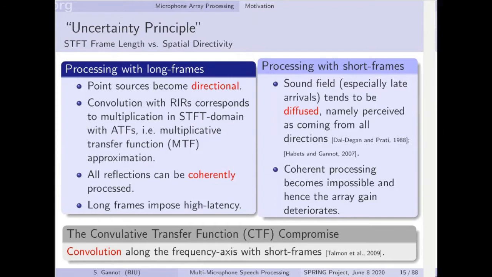In the lower gray box, there is some compromise that tries to work with short frames but still take into account coherent processing from previous frames. We call this the convolutive transfer function approximation, or compromise, in which we can apply the beamformers that we discussed, but not only in the current frame, but also using some past frames. This becomes a bit more involved, but more accurate. So this is a compromise that we should do.